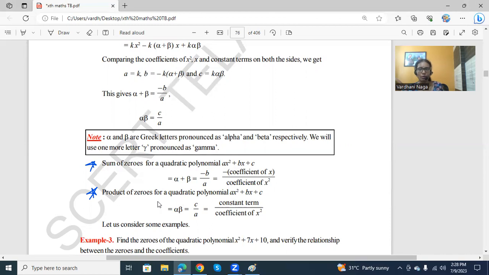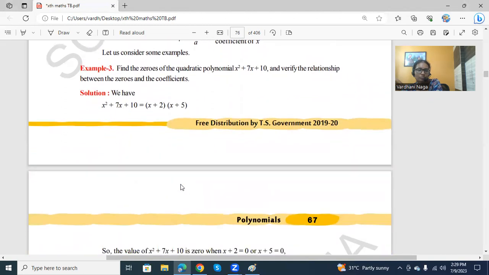In the same way, the product of the zeros of the quadratic polynomial. Product means multiplication. Zeros are alpha and beta. So if you want to find alpha beta, the formula is c by a. C means the constant from the standard form, divided by the coefficient of x square, that is a. So c by a. We need to remember these two, the sum of the zeros and the product of the zeros.